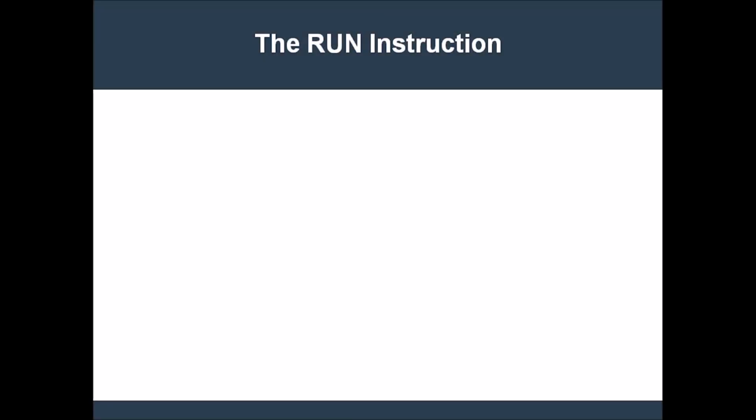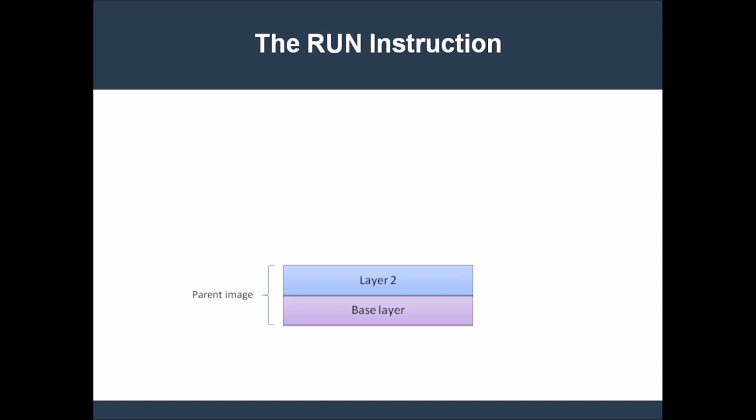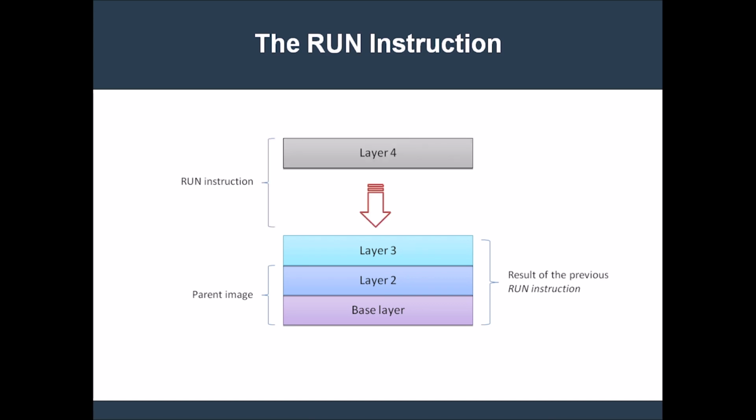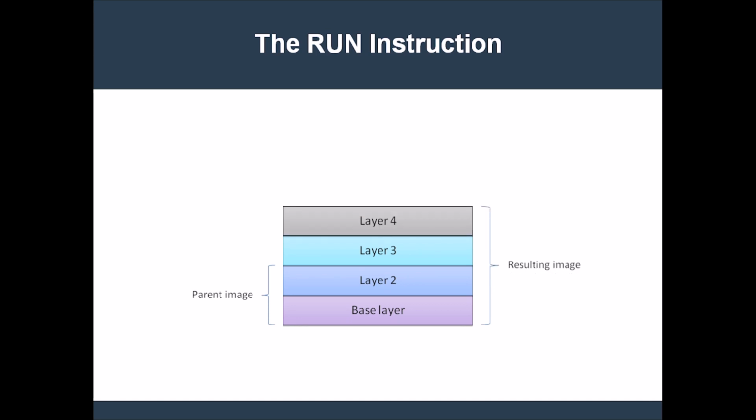The RUN instruction does the following things. Starting with the current image, which is the parent image plus all of the layers that have been added so far, the RUN instruction creates a new layer on top of the existing image. Then it executes the command supplied as an argument to the RUN instruction. Finally, it commits the resulting changes to the new layer. The image that you're building now has this new layer baked on top of it.